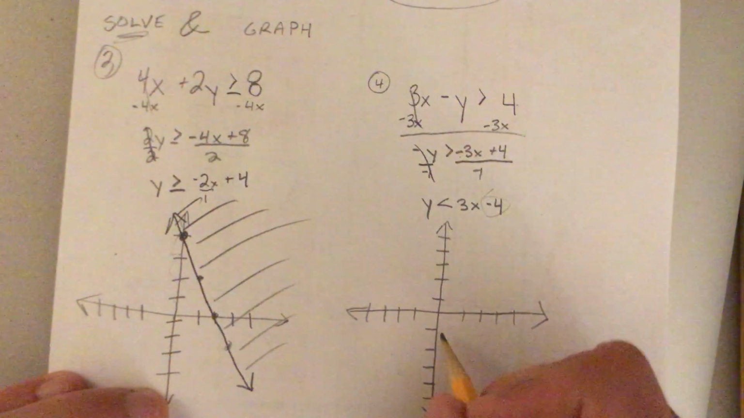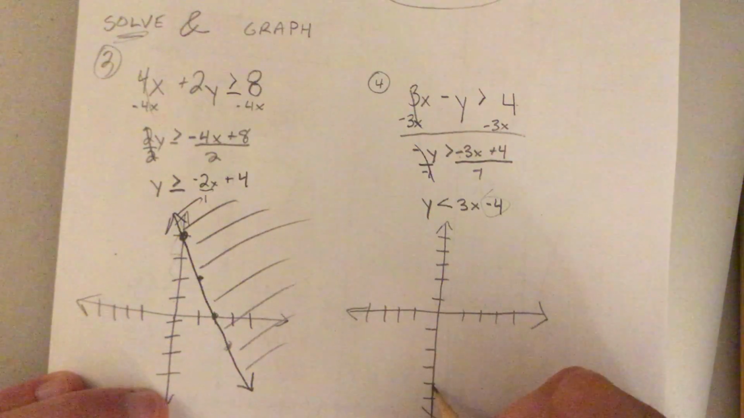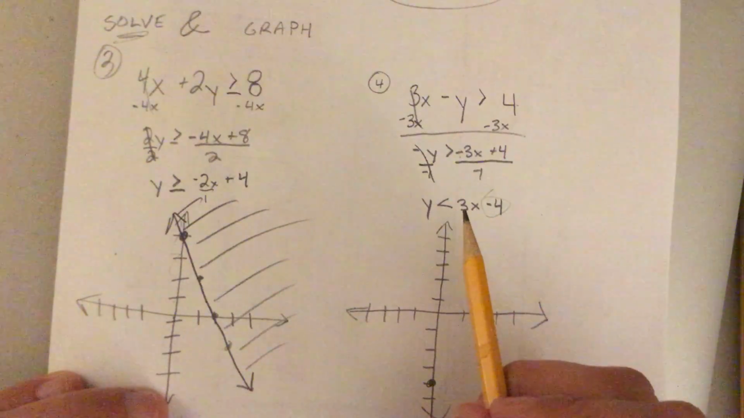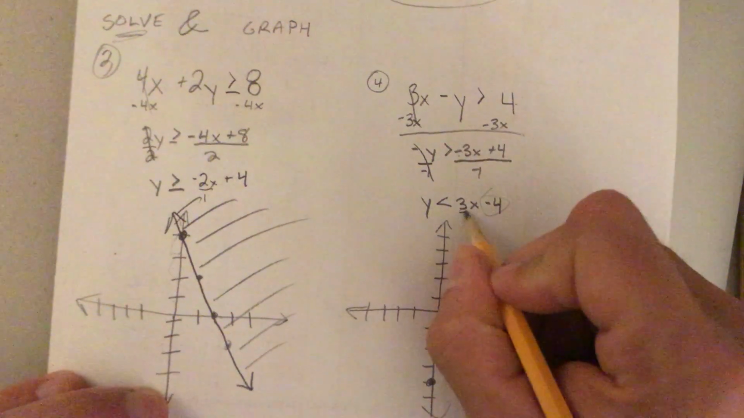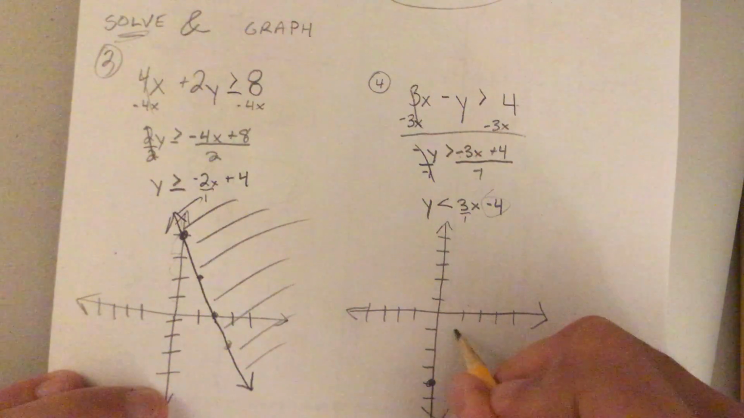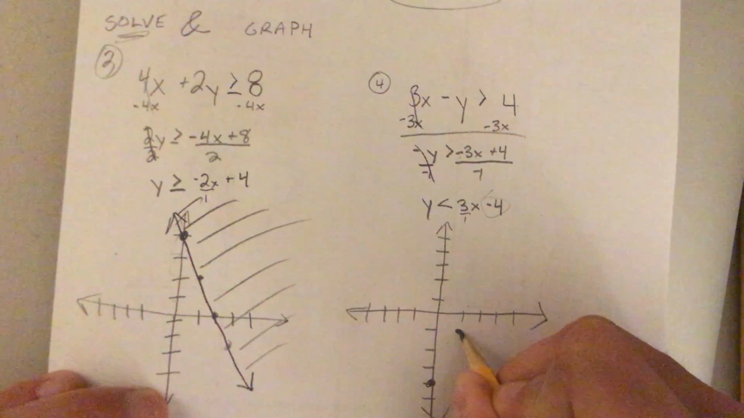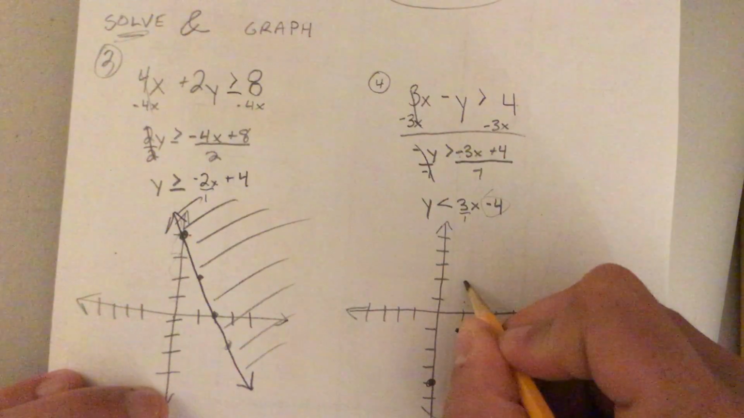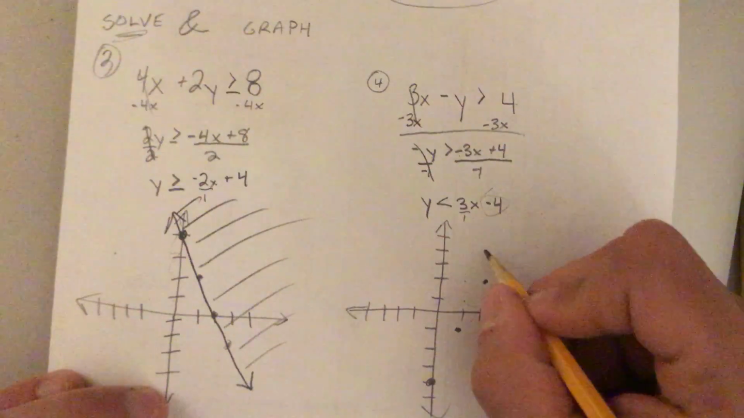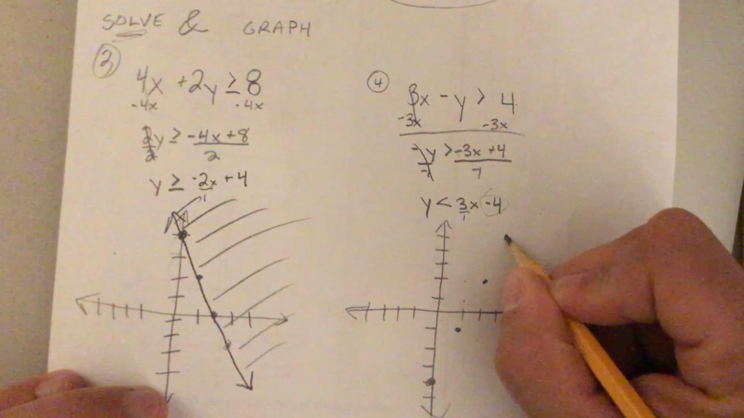A y-intercept of negative 4. So I come down here to negative 4, check. And a slope of positive 3, specifically positive 3 over 1. So that means I'll go up 3 from my y-intercept over 1. Up 3 over 1. You get the idea. Up 3 over 1. Good to go.